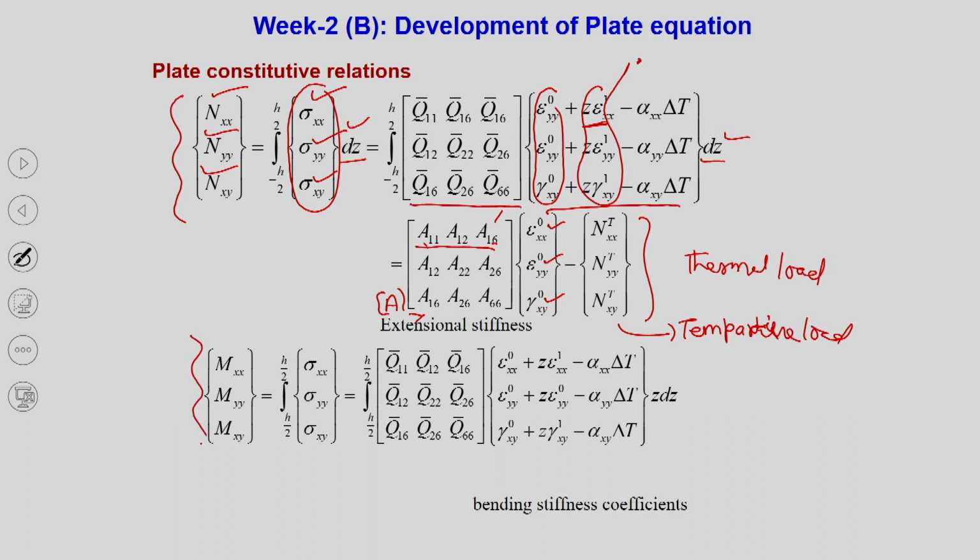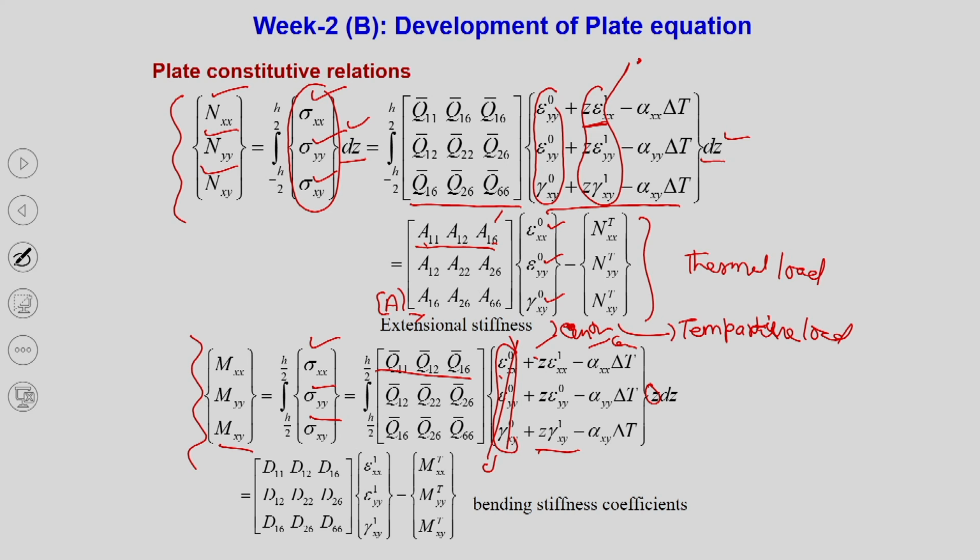Similarly, the moments Mx, My, Mxy, the moment resultants basically. We will say sigma xx, sigma yy. Again, this having z times, it will not contribute; only z square becomes z cube. So, this will contribute, this will contribute, and this will also contribute. Finally, one can write D11, D22, D16, D12, D22, D26 like bending stiffness coefficients.